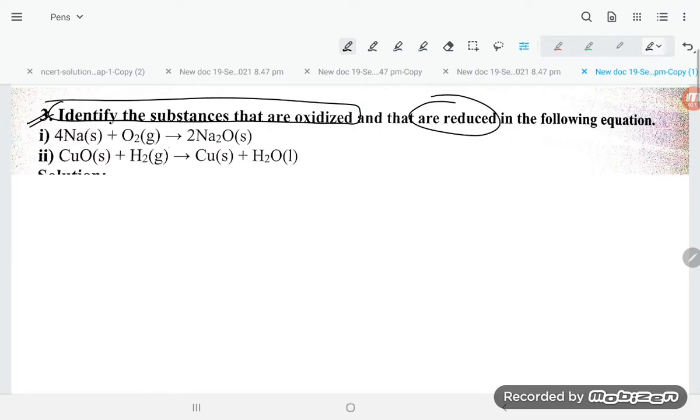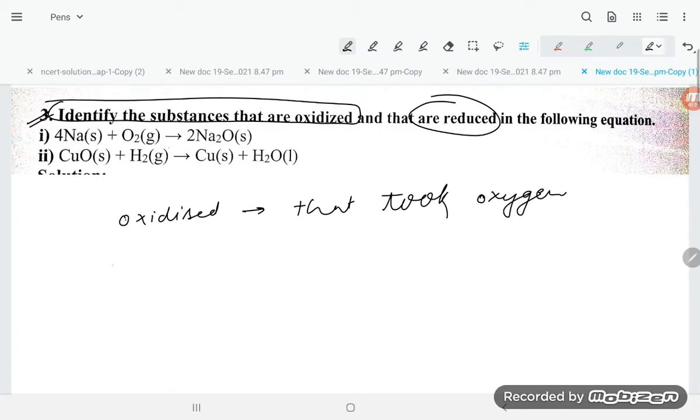Okay, two things we have. Students, what is oxidized? Oxidized means that took oxygen. Oxidized means that took oxygen. Okay, this is what oxidized means.